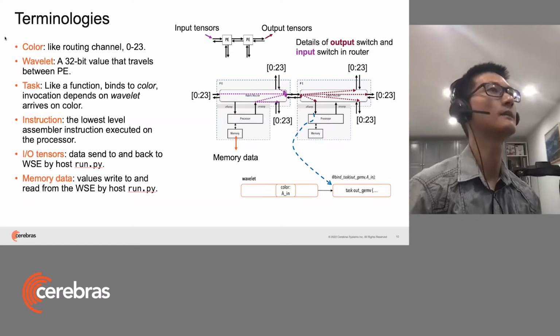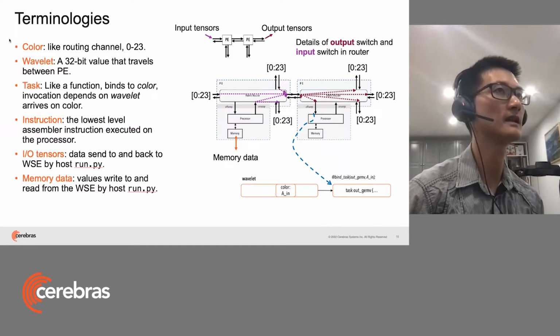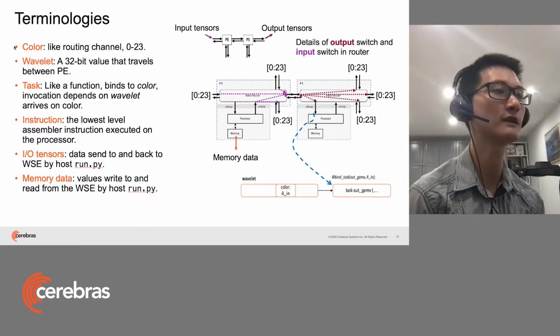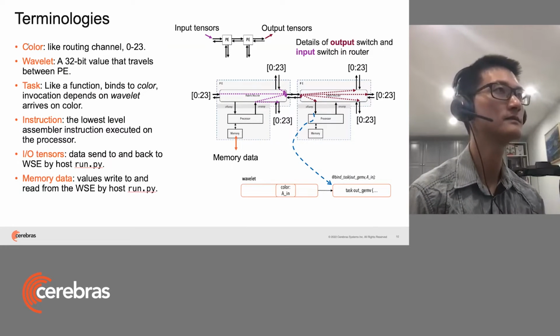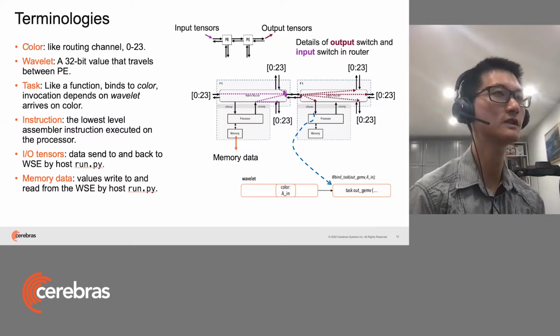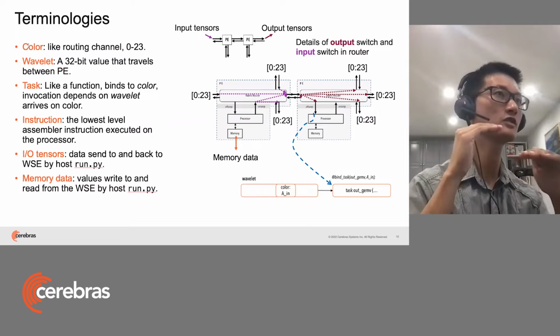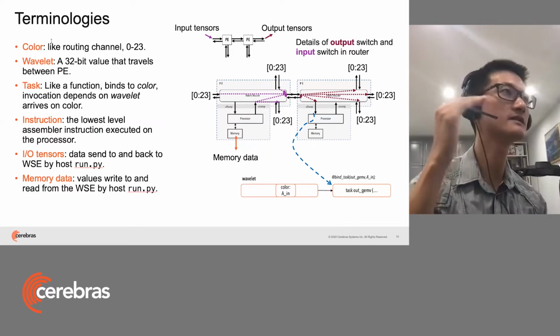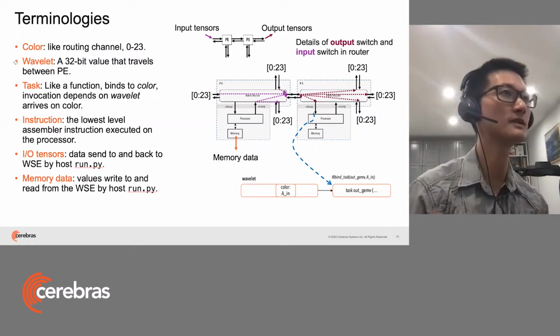Now, in the terminologies, before we jump into explaining all the pieces in the UI, these are the terminologies I'll be using throughout the entire talk. A color means routing channel. Our device has 24 different routing channels. So you can imagine there's a 2D grid, and then there are 24 layers of routing that sit on top of it, over which data can communicate between PEs.